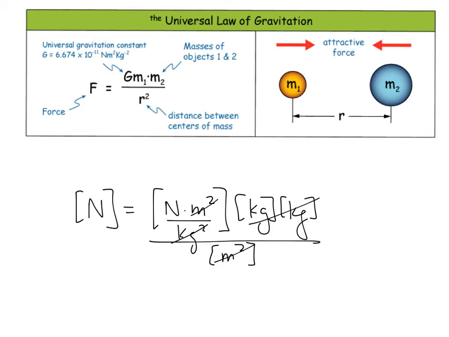So it works out. Now my question to you is, if there's an attractive gravitational force between two masses anywhere, why are their objects not constantly being pulled towards one another? Let's do an example to illustrate this.